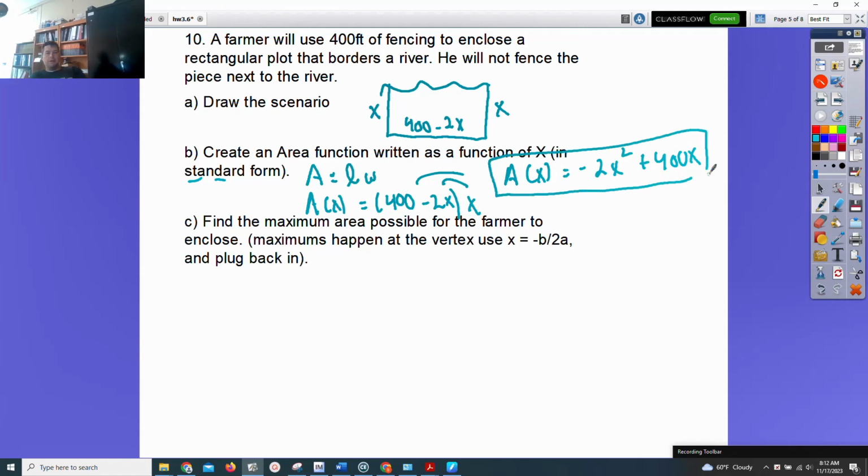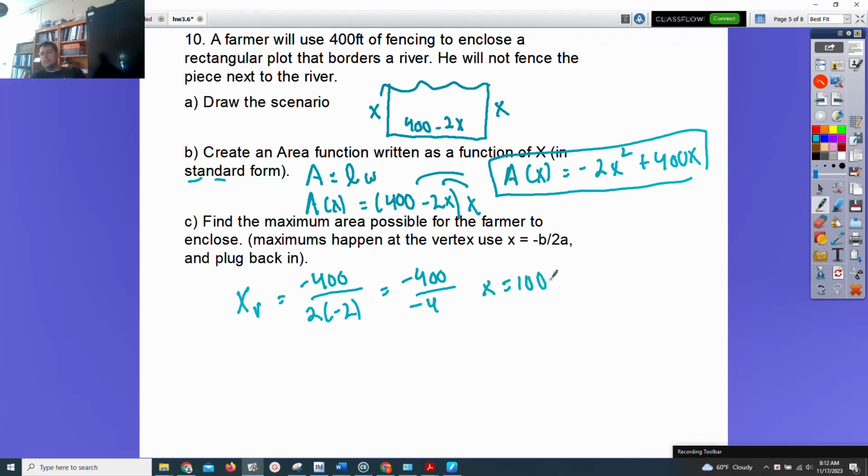Find the maximum area possible for the farmer to enclose. And I even said the maximum happens at the vertex. This is a parabola. She opens down. And we're going to use x equals opposite b over 2a. So the x coordinate of the vertex, or my max, is going to be at opposite b, which is negative 400 over twice a, twice a negative 2. That's a negative 400 over a negative 4, which means that x is 100.